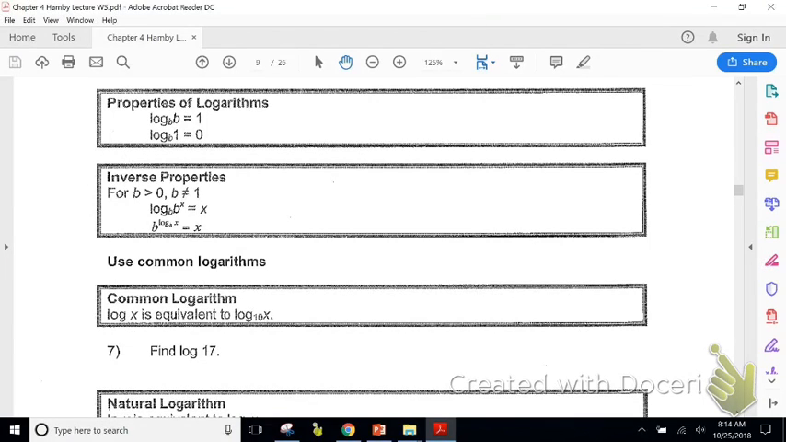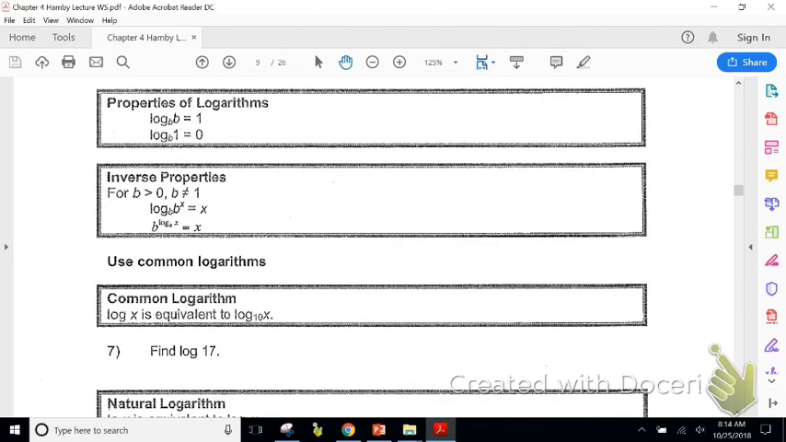Okay, so properties of logarithms. So we have log base b of b equals 1, and log base b of 1 is equal to 0. You have inverse properties. It says as long as b is greater than 0, but it's not equal to 1, then log base b of b to the x will equal x, and b raised to the log base b of x will equal x.